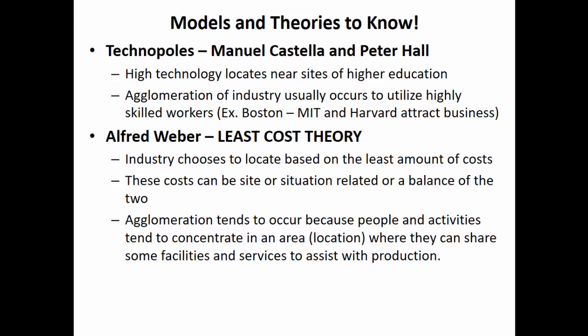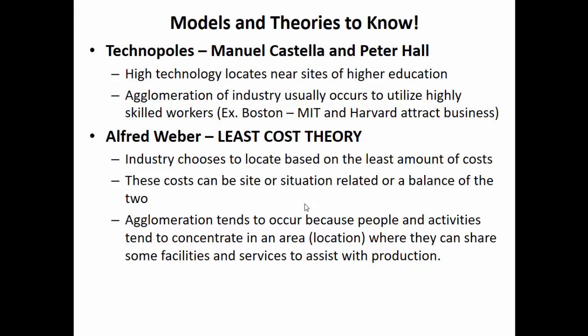And then, of course, Alfred Weber. Weber's model, the least cost theory, or the industrial location model. You must know those two terms. Least cost is its other term, used all the time. Industry locates based on the least amount of costs. They can be site or situation, related to a balance of the two. Remember, agglomeration, the clustering of companies in an industry, tends to occur because people and activities tend to concentrate in an area where they can share some facilities and services to assist.